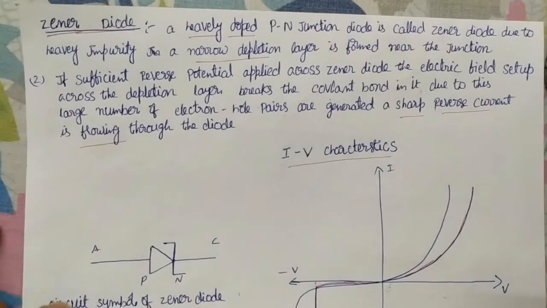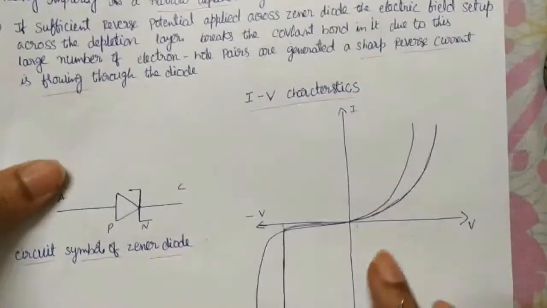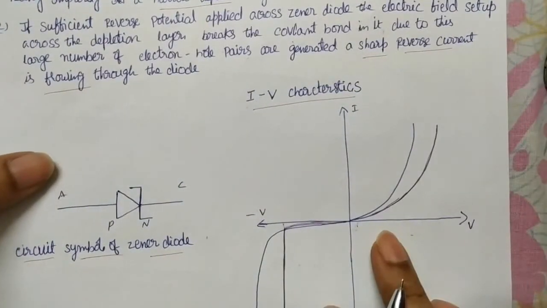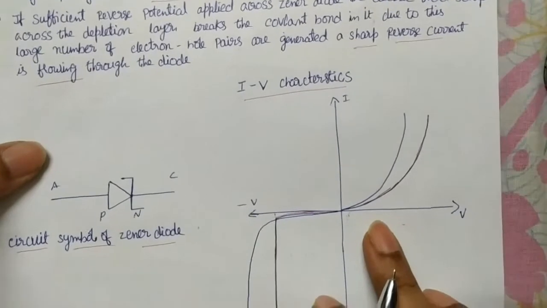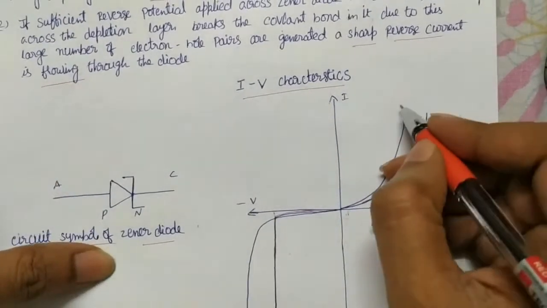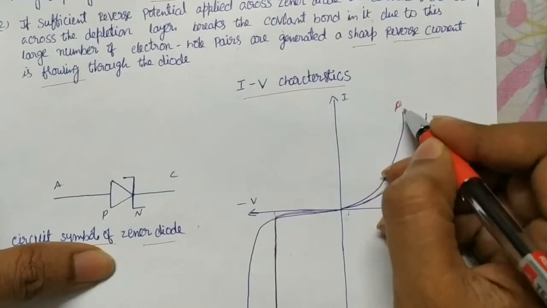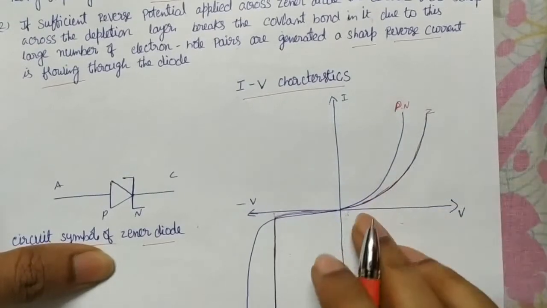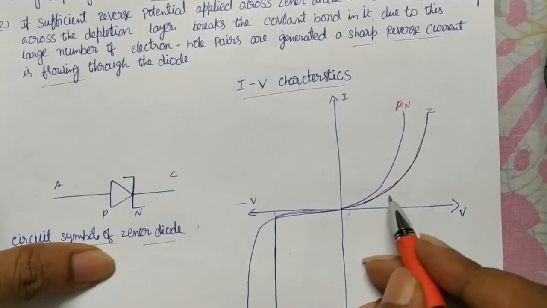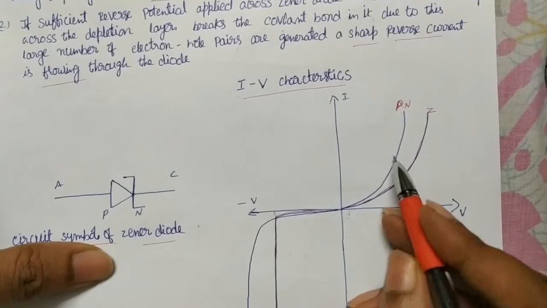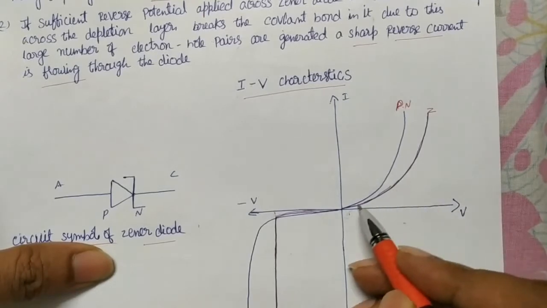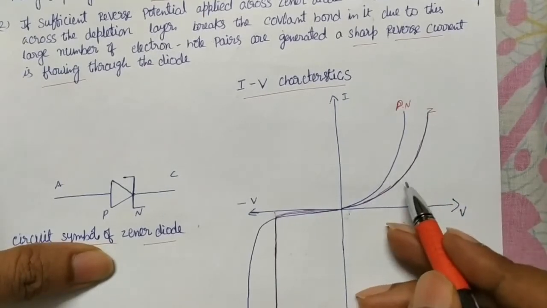Suppose in forward bias, here is a graph of the IV characteristics of the GNR diode. In forward bias, this is the normal PN junction diode, and this is the GNR diode. There is not much difference between the PN junction diode, the lightly doped diode, and the heavily doped diode. Both show almost the same property.